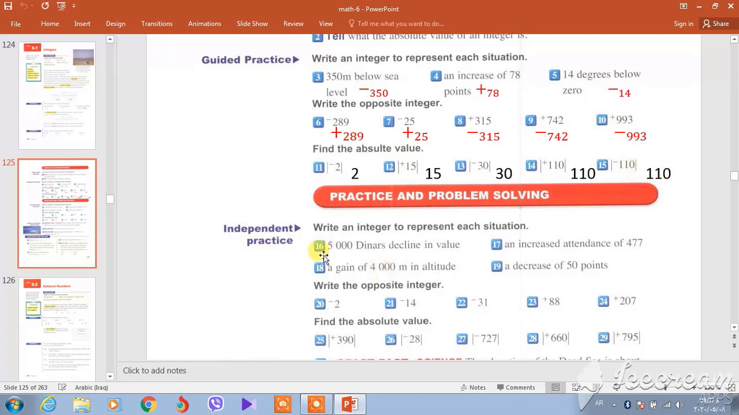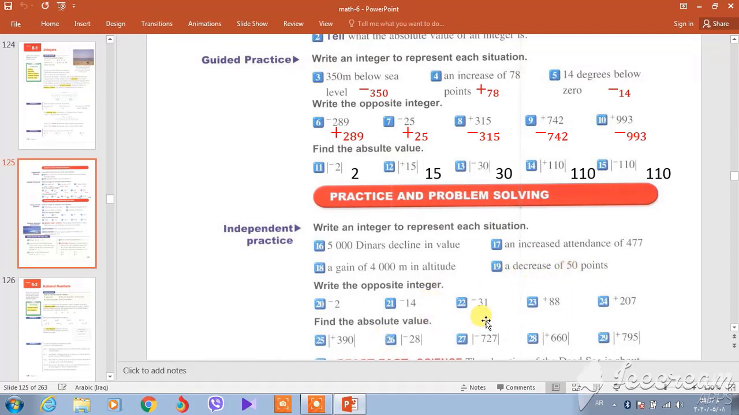In practice 16 we have 5,000 dinars, which is negative 5,000. And an increase in attendance of 477, because of increase we have positive 477. In practice 18, a gain of 4,000 meters in altitude, because we have a gain, we have positive 4,000. In practice 19, a decrease of 50 points, because of decrease, we have negative 50.